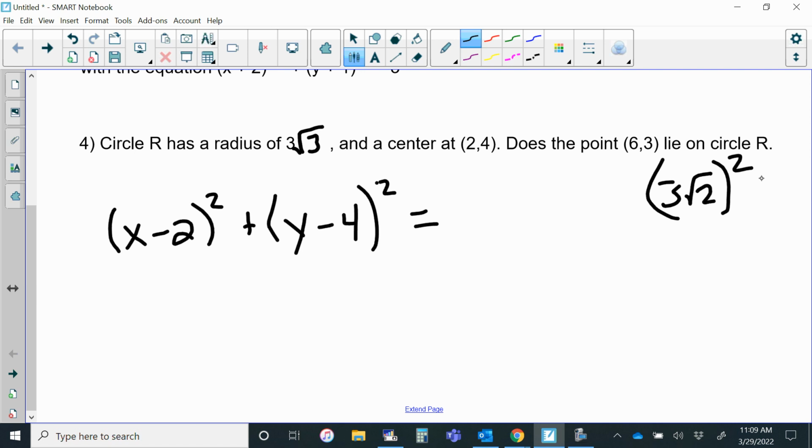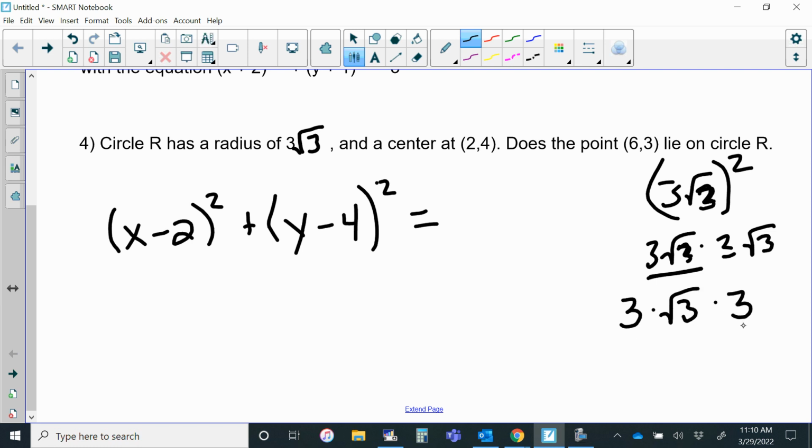This is how I want you to start thinking. So this means 3 square roots of 3 times 3 square roots of 3. Sorry. What does it mean to have 3 square roots of 3? 3 times square root of 3 times 3 times square root of 3. Why did I write it like that?